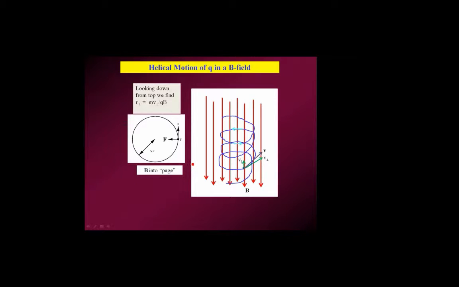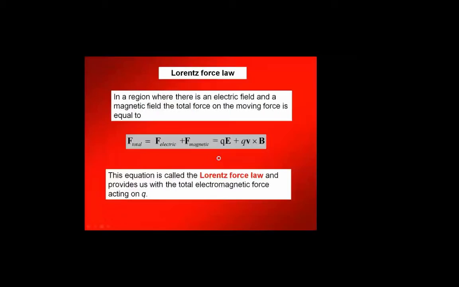Looking down from the top, we would find that the radius for this normal velocity motion would be given by the same equation that we had before: m v perpendicular divided by q B gives you that radius, and that's basically this diagram here for v perpendicular. And one more time, the parallel motion is totally unaffected by the B field, and so it just moves at a constant speed.